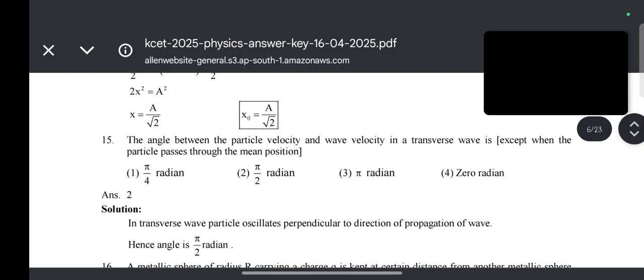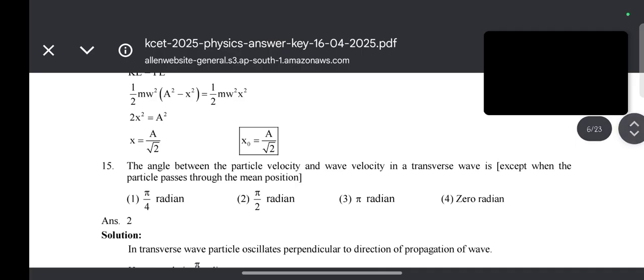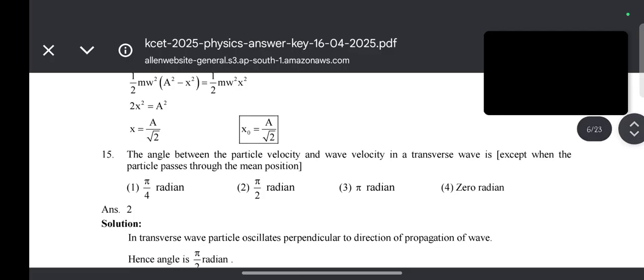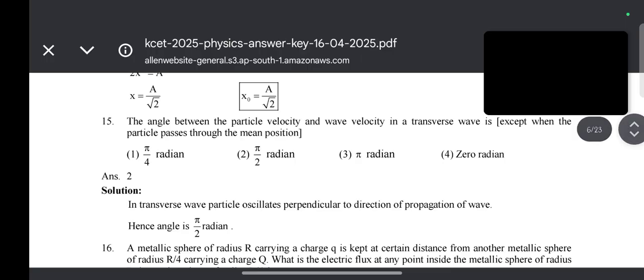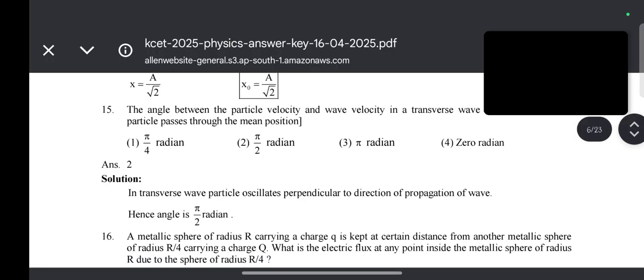Next, the 15th question. The angle between particle velocity and wave velocity in a transverse wave is: pi by 4 radian, pi by 2 radian, pi radian, or 0 radian. In a transverse wave, the particle oscillates perpendicular to the direction of propagation of the wave. Hence the angle is pi by 2 radian. Therefore the correct option is option 2.